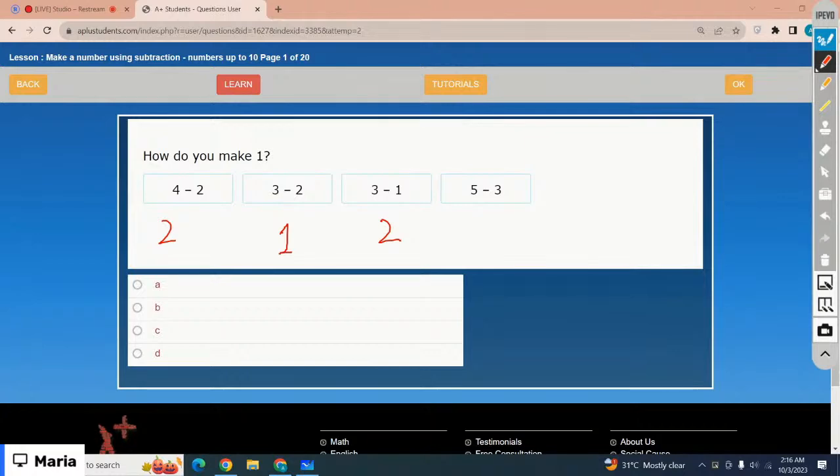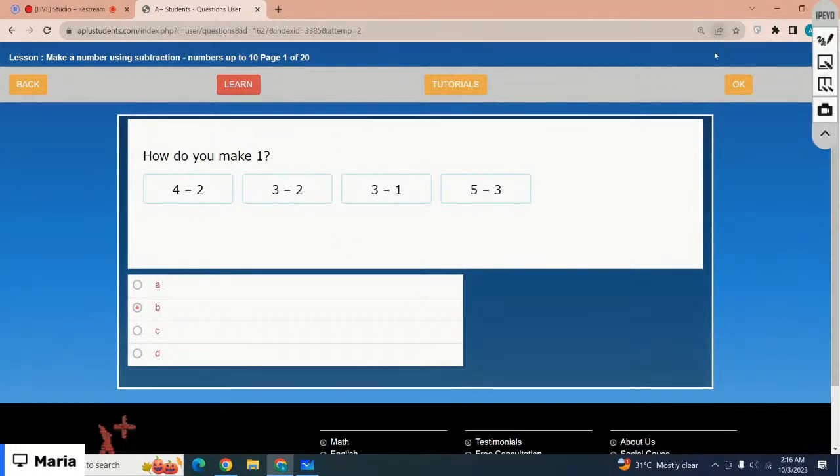The next one is 5 take away 3. So which is the correct option? 5 take away 3 is 2. So which option makes 1? The only option that makes 1 is 3 take away 2, right? So 3 take away 2 makes 1. The correct option is 3 take away 2. That is option number B, the correct one, right?